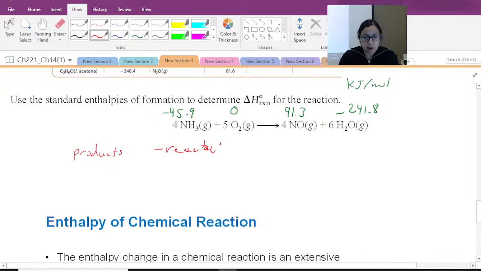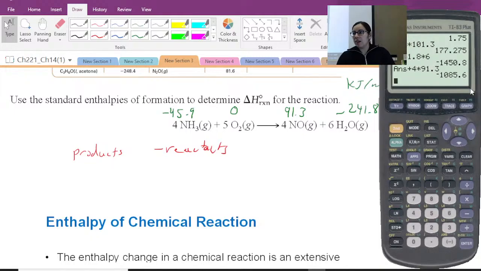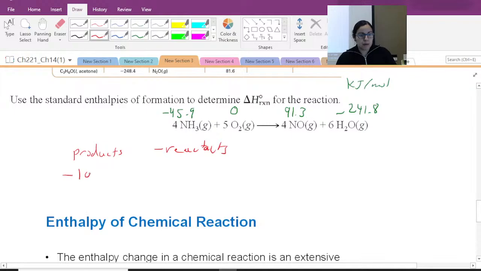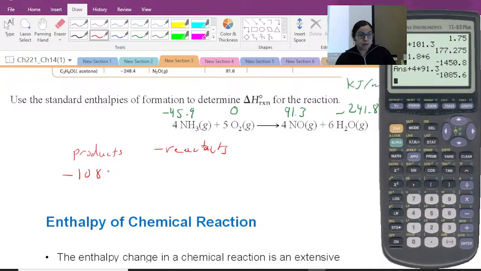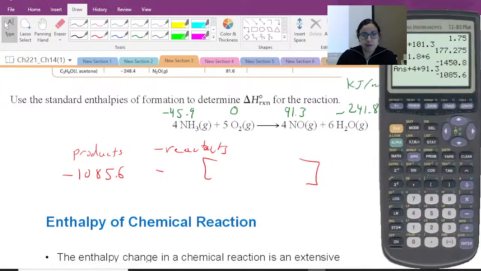walk through it. So products minus reactants, and of course you have to multiply by 6, so negative 241.8, oh my gosh, times 6, and then plus our other products, so 4 times this 91.3. So is that what you got for the product side? Yeah. So negative 1085. And so we need to subtract our reactants, but let's figure out what our reactants came out to.